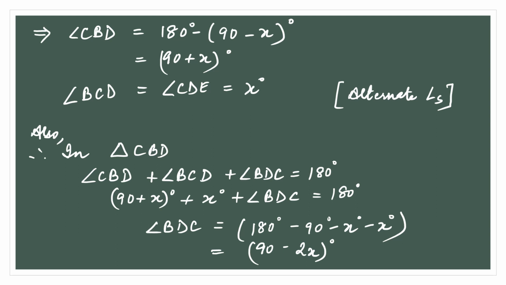Angle BCD is equal to CDE is equal to x degree. Also in triangle CBD, angle CBD plus BCD plus BDC is equal to 180 degree. 90 plus x degree plus angle BDC is equal to 180 degree. We have already found these angles, angle CBD and BCD. So we equate them because sum of angles of a triangle is equal to 180 degree. Now if we find out the value of BDC, it is equal to 90 minus 2x degree.